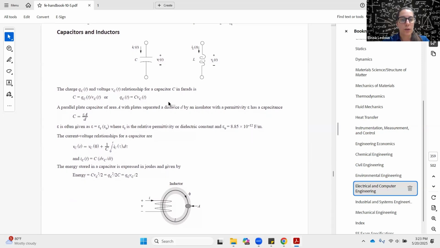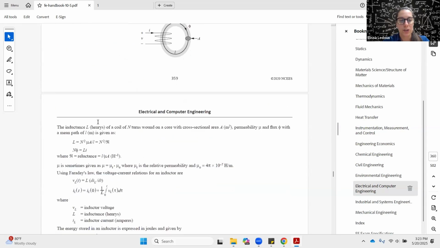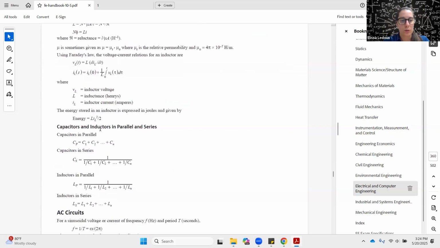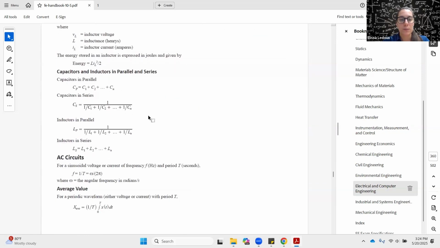Capacitors and inductors are important to know. So you will have to know how to find the voltage in a capacitor and the voltage in an inductor using the capacitance and the inductance that are given. And you can use the exponentials there. Probably won't ask you too much about energy or reluctance, but capacitors and inductors in series and parallel. So the inductors add the same way resistors do. They'll add 1 over in parallel and they'll add normally in series. Capacitors are the opposite. Capacitors add normally in parallel and they add 1 over in series. So the capacitor is different than the inductor and the resistor in that respect.